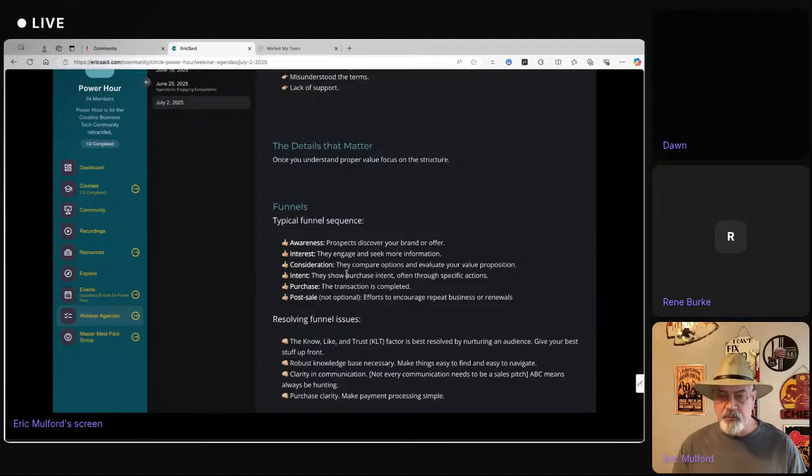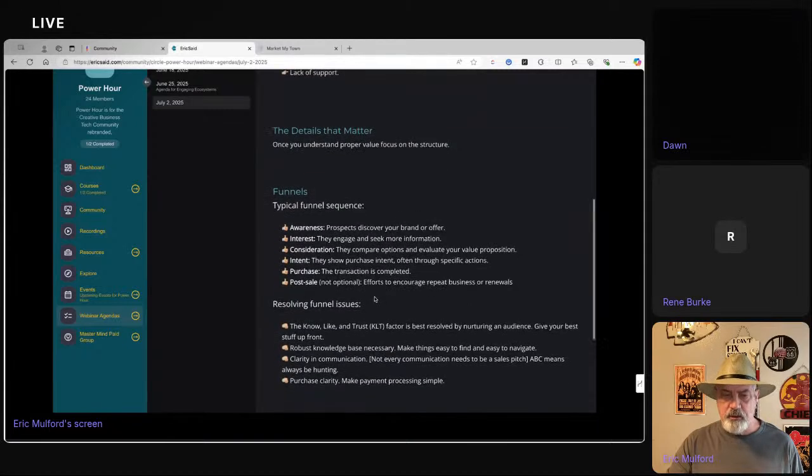So it has to be clarity in communication, and that should not be ABS. Always be selling means always be hunting. If all you ever do is sell, then you're always looking for the next person to sell to. Instead, if you can pull people into your community and walk them through processes and give them knowledge without asking for their PayPal account, you can create clarity in communication. And then finally, purchase clarity.